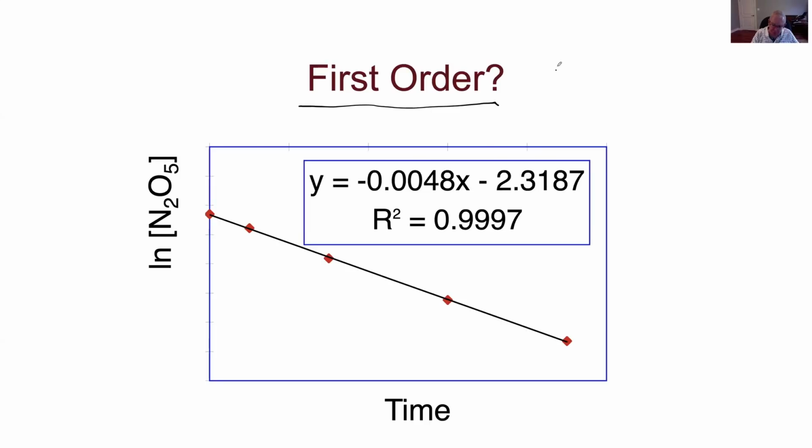Okay, so that says my rate is equal to a rate constant k times the concentration of N2O5, because that's my reactant. Then I also get the rate constant from here, right? Because the slope of my graph is minus the rate constant. The slope of my graph is that number there, right? So the slope equals minus k.